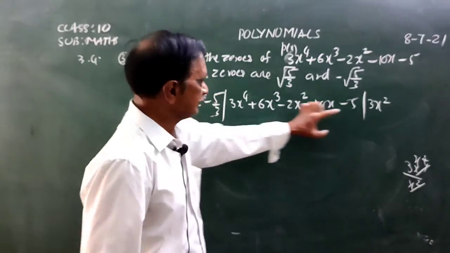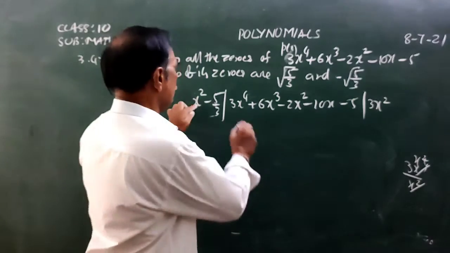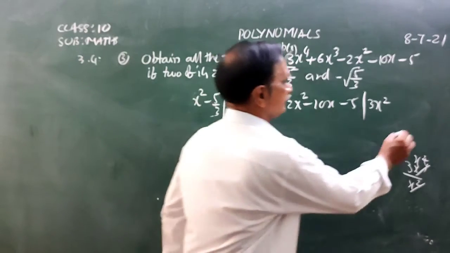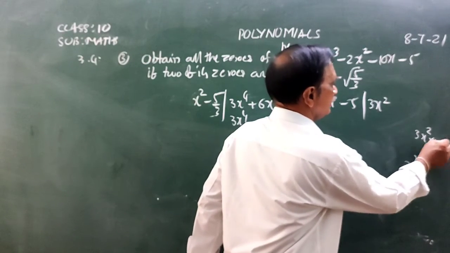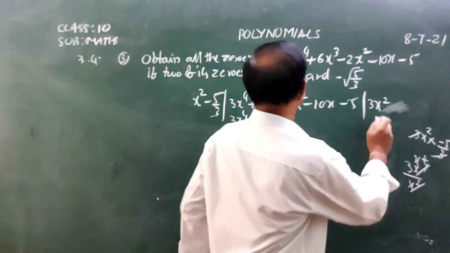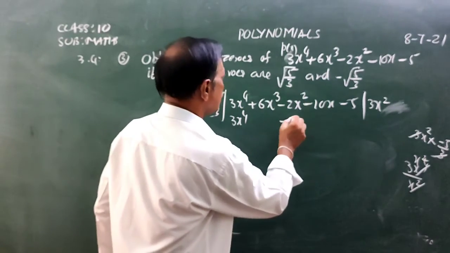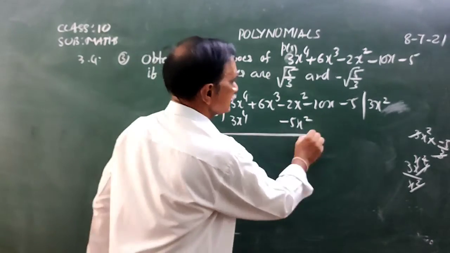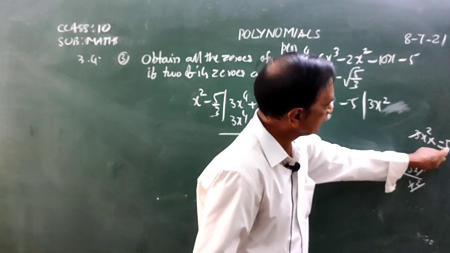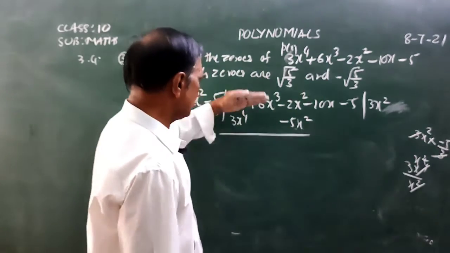Multiply this divisor by 3x². 3x² into x² gives what? 3x⁴. 3x² into −5/3 gives what? −5x². Yes. 3 into 5/3, the 3s cancel, minus 5 into x², −5x². Subtract.